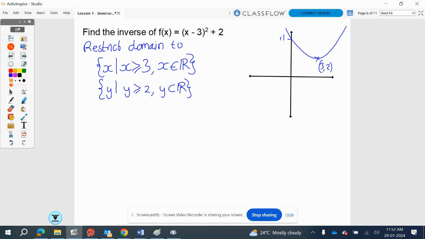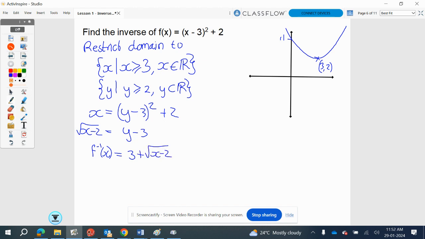So we need x, our inverse relation is this. So then if we try and move it around, we get x minus 2, or the root of x minus 2 equals y minus 3. F inverse of x is equal to 3 plus root x minus 2.